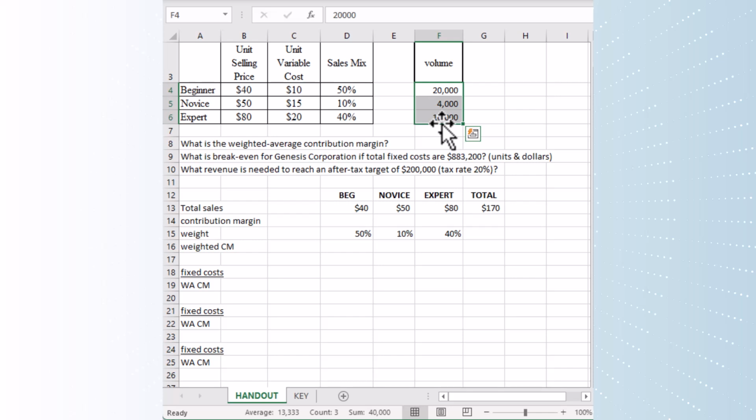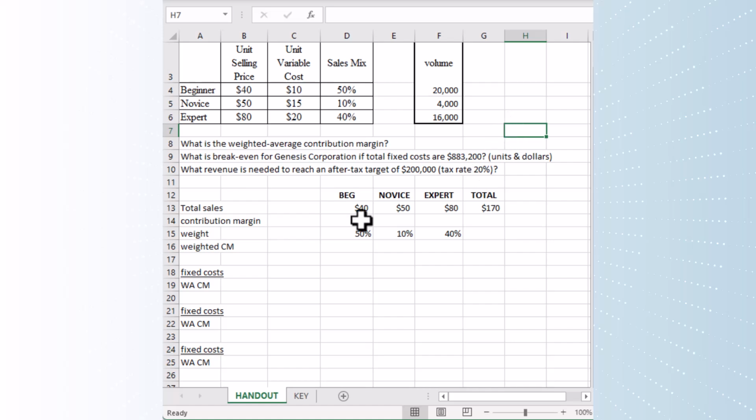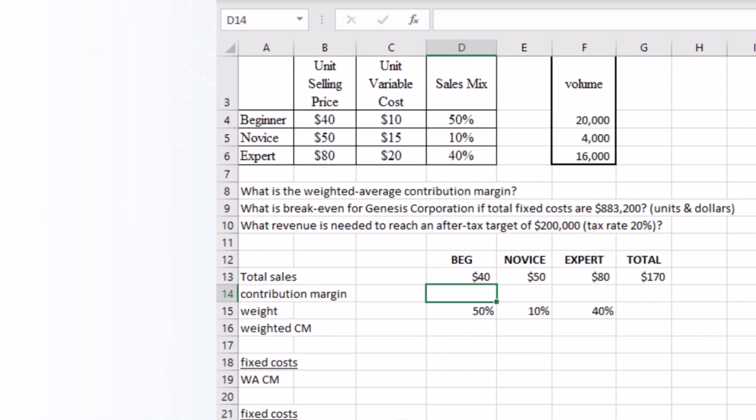So you would add those up and the total volume would be 40,000, of which 20,000 is beginner, which is 50% of the total. So you could convert them to percents and be able to move forward. So we want to get the weighted average contribution margin so that we can use it in the denominator of our break-even or target profit work.